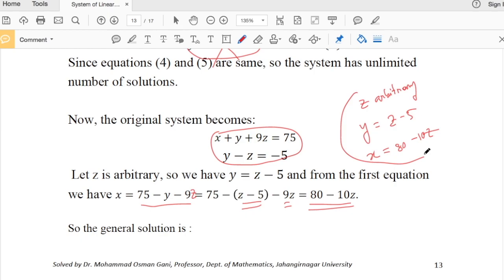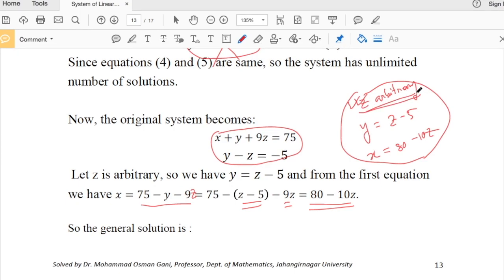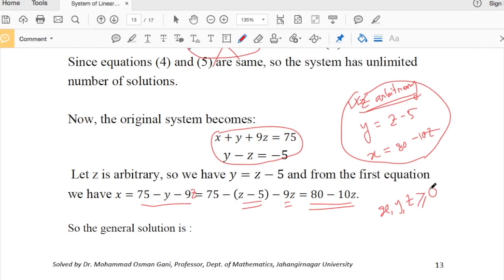But here x, y, z indicate the number of units of three products. Therefore, z arbitrary is not true for this real problem. Z arbitrary means you are allowed to consider any real value, positive or negative. But z, y, and x indicate numbers of units, so x, y, z should not be negative. They can be positive or 0. Therefore, z arbitrary is not true for this real problem.